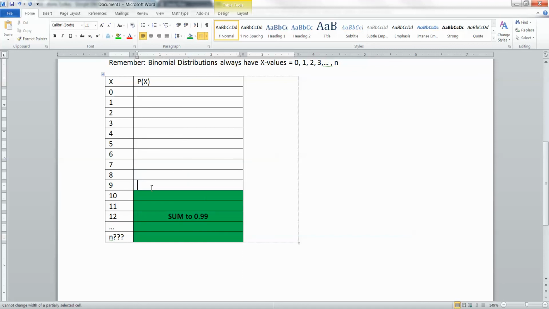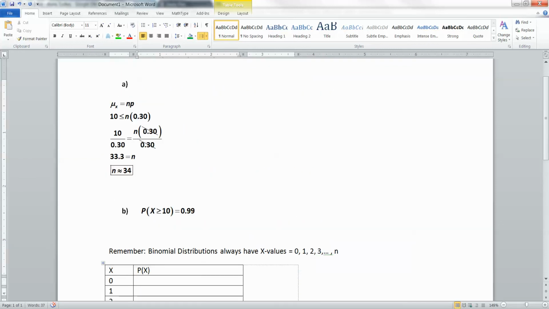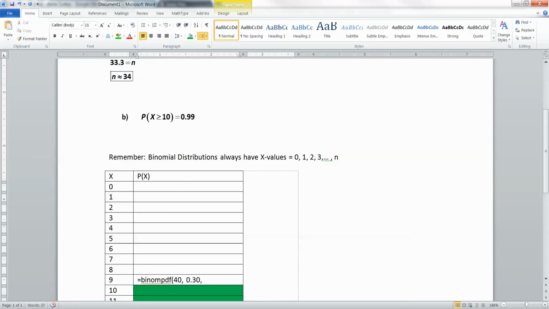I'm going to do this a couple ways. I'll do it with both Excel and with a calculator if I've got time. Yeah, I got time. So let me do the calculator way. If you want to find each one of them individually, you do binom PDF, and then you're going to fiddle around with it and find an n. Let's just say n is 40, just for the heck of it. And then you'd say, what was our probability? 0.30, comma, 9. That would give you this individual probability.